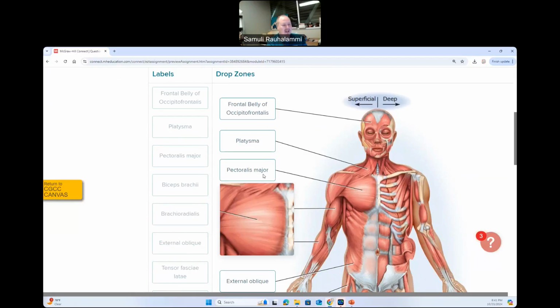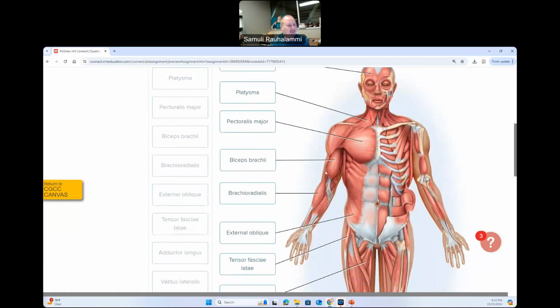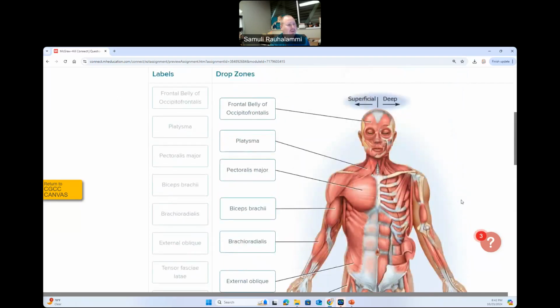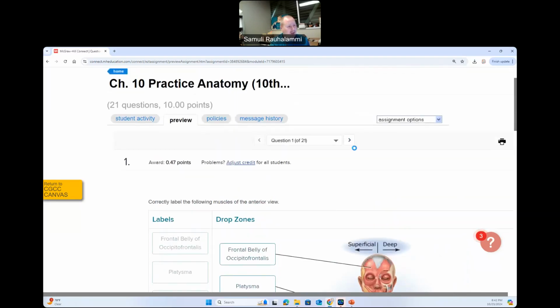We see our pec major, the big powerful chest muscle. You see really nicely how it's a convergent muscle there. Biceps brachii, brachioradialis, or external obliques, and so on and so on. So really a chance for you to apply what you've learned.